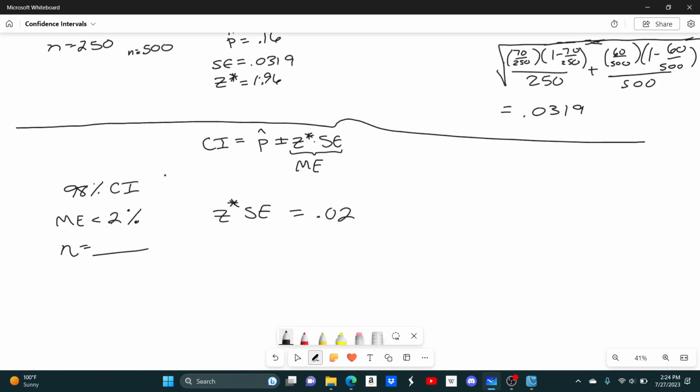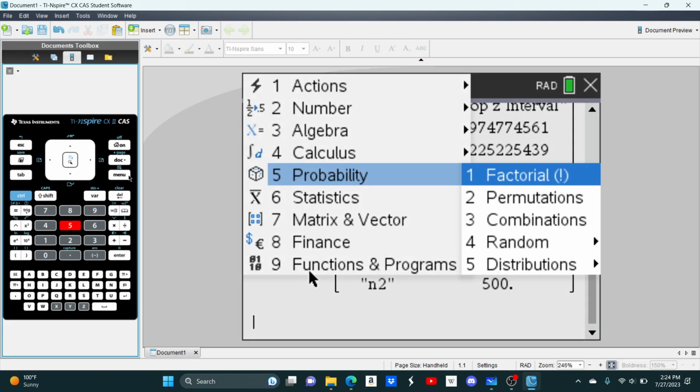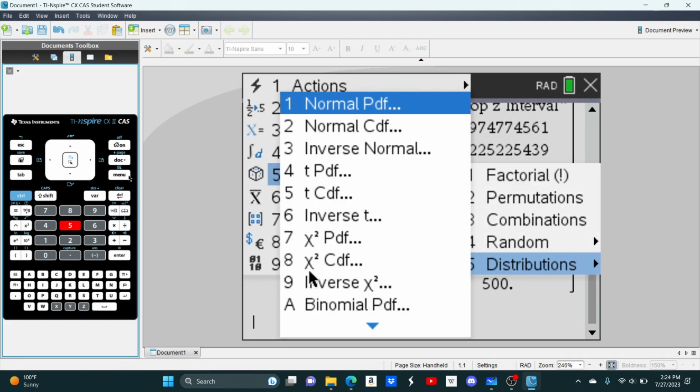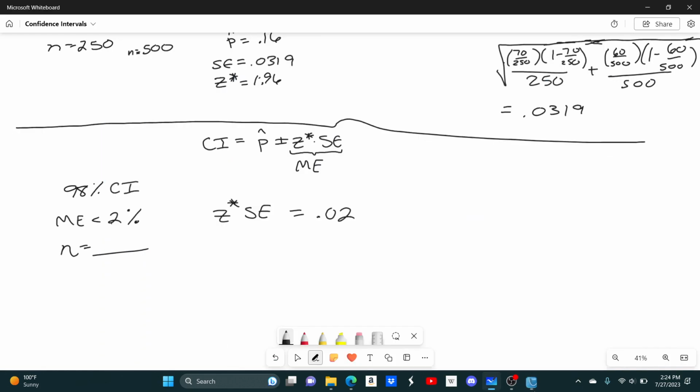So first thing we have to do is find our critical value. For a 98% confidence, we're going to do an inverse normal and use the 99th percentile, 0.99. So we get a Z star value of 2.326. And then our standard error equation is the square root of P times Q over N. So you may think this is a little bit weird. We don't have values for P and Q, and we're trying to solve for N, so it's not like we can solve for those. We only have one equation.